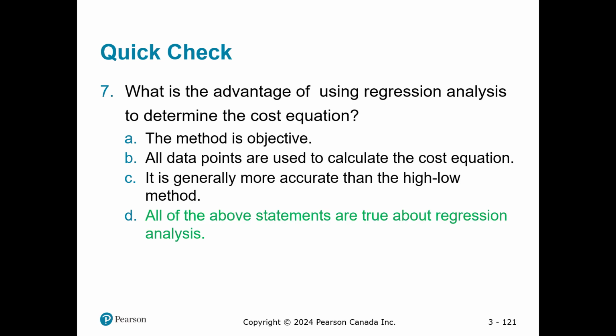And the answer is D. All of the statements are true. It's objective because everybody will get the same answer. All the data points are used to calculate the equation, and it is more accurate. It's better at predicting future costs and creating a cost function than the high-low method, which only uses 2 data points.